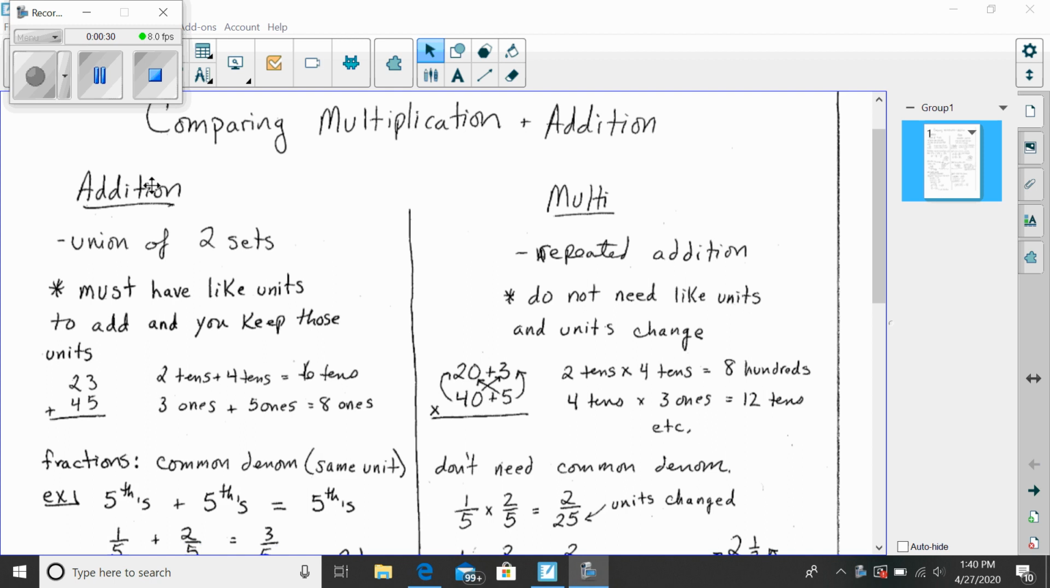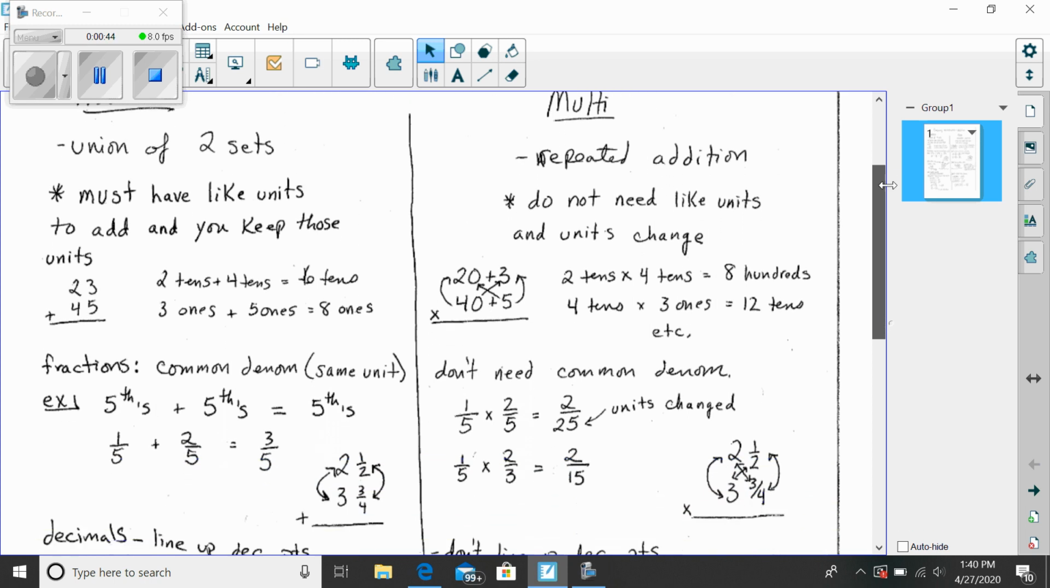So over on the addition side, when we compare the two, addition we talked about earlier in the semester as the union of two sets, whereas multiplication is repeated addition. And here is something incredibly important that I'm calling your attention to. Whenever we add, you must have like units and you keep those units.